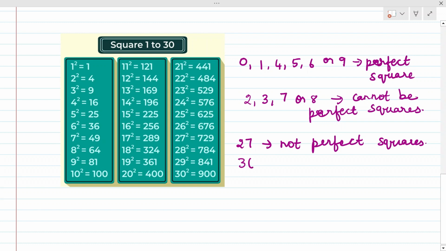But at the same time, if I have 36, it is a perfect square. First of all, it is ending with 6, so I can check whether it is a perfect square or not. Yes, it is. It is 6 square. So this is a small clue to find out, on seeing itself, whether this number can be a perfect square or not. So we can use this technique.